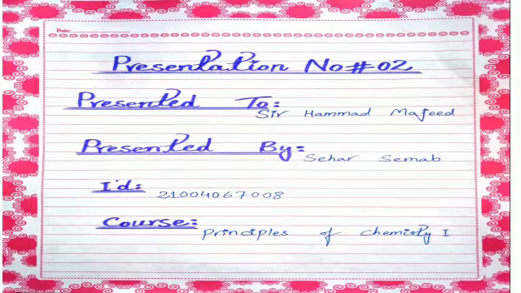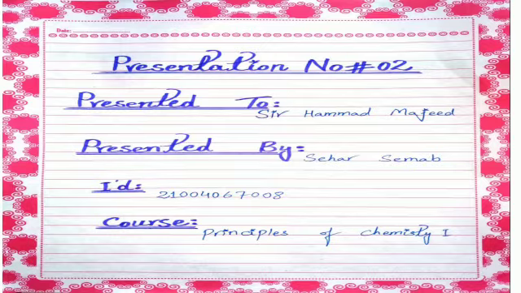Bismillahirrahmanirrahim. This is my second presentation, presented to Sir Hammad Majeed and presented by Sehar. My ID is 2100406708 and my course is Principles of Chemistry 1.